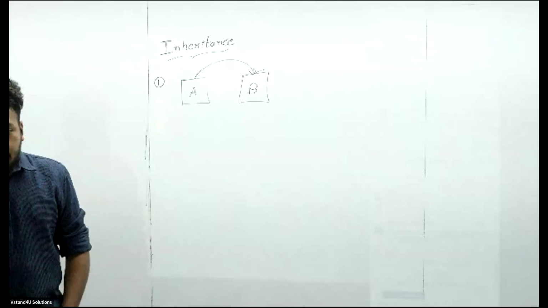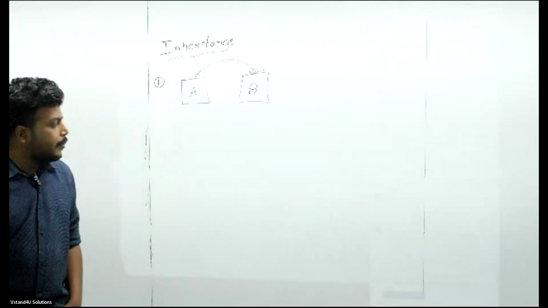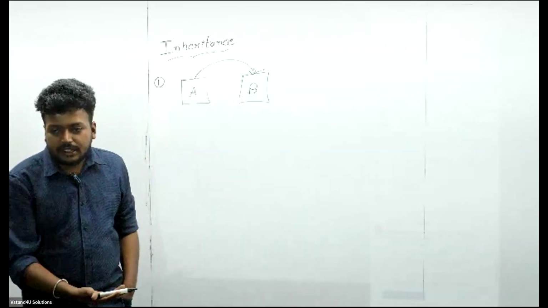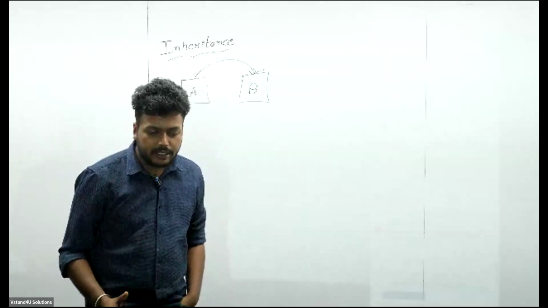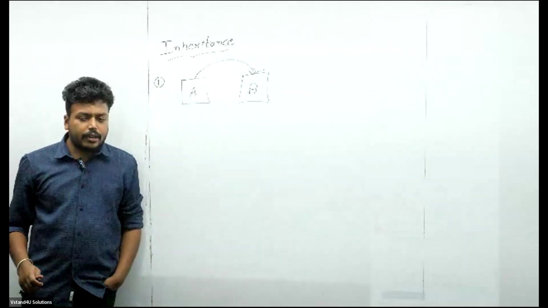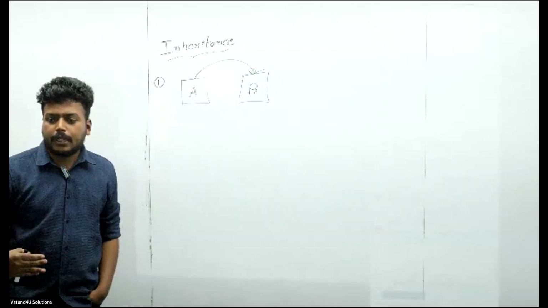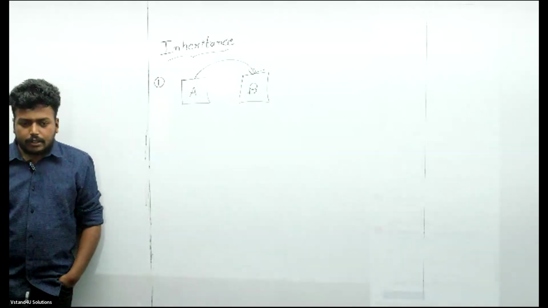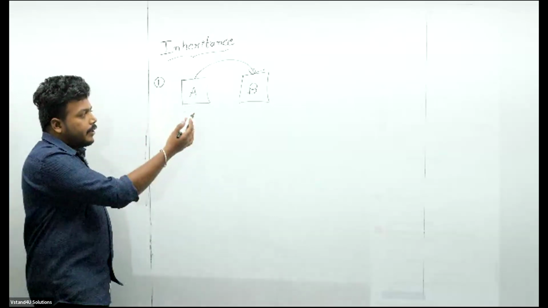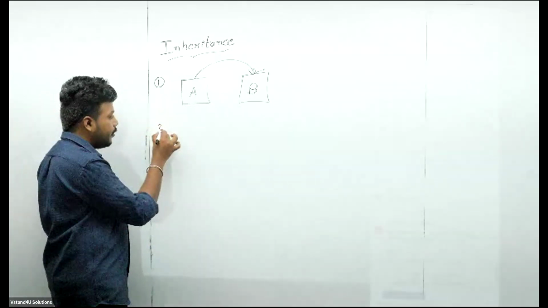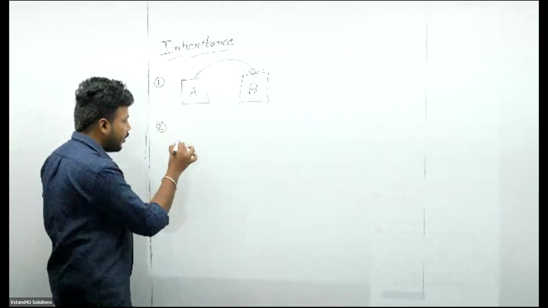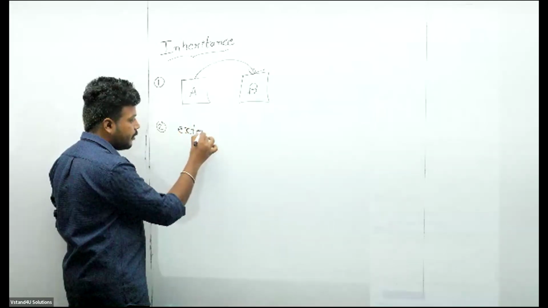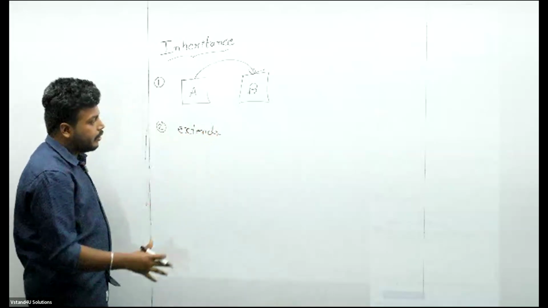Giving properties, and acquiring and accepting properties from one class to another class, is called inheritance. For acquiring the properties, we have to make use of the extends keyword. I will show you in the practical program also.